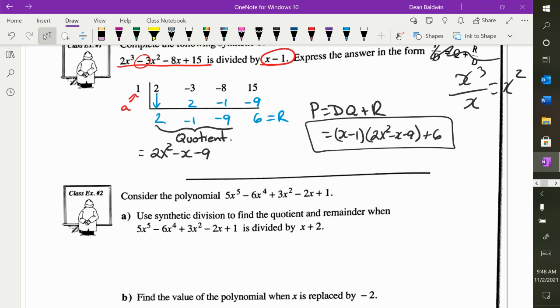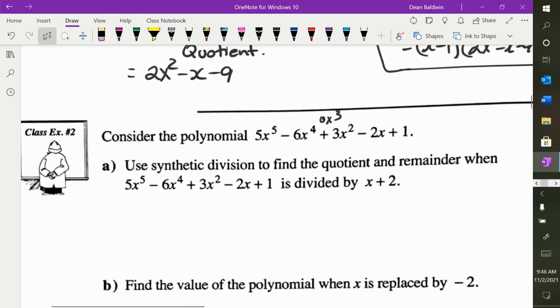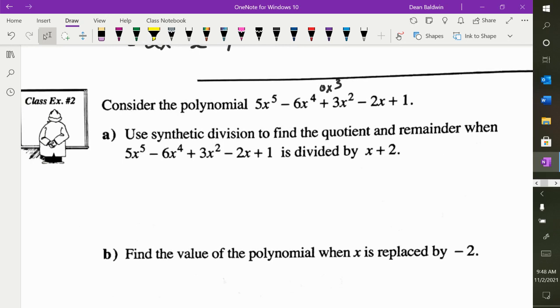So the first thing is, you look at your polynomial. Does it go in descending powers? What am I missing? Oh, the x cubed. I need a 0x cubed in there. So I set up my synthetic division symbol, which is like the opposite of the long division symbol. It doesn't have the curve. It's just 2 lines meeting at a right angle, a 90-degree angle.